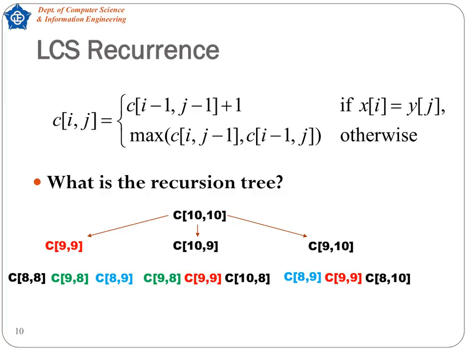If you trace the recursion tree down just a few levels, you'll spot the same subproblems, like C[9, 9] or C[8, 9], being recomputed in different branches. This explosive branching with overlapping calls is exactly why a naive recursive approach to LCS is so inefficient, and why we switch to memoization or a bottom-up table to avoid redundant work.